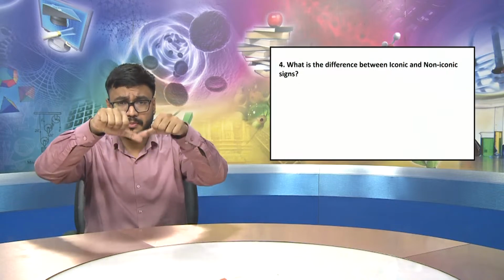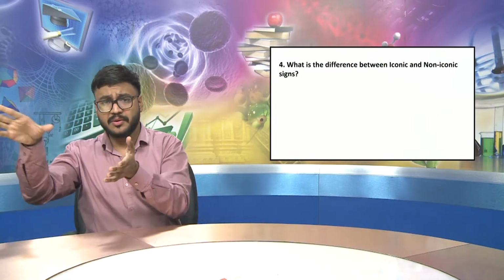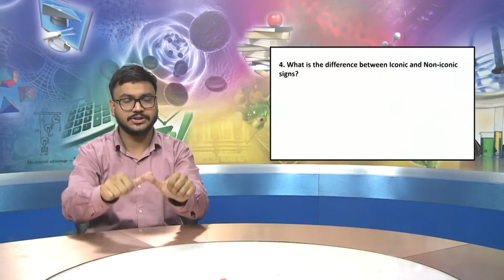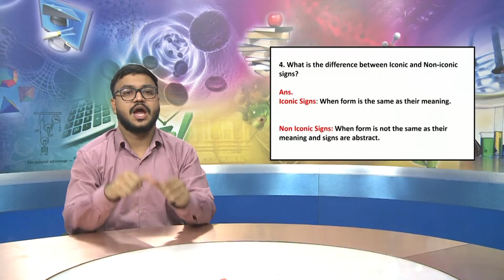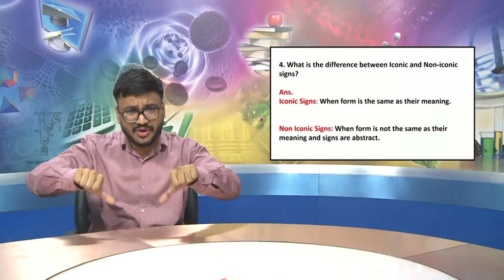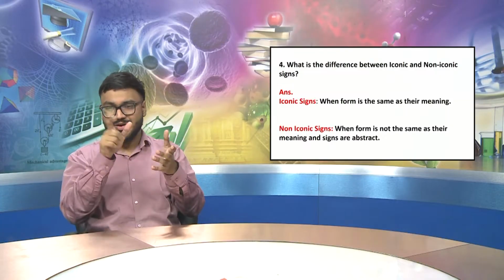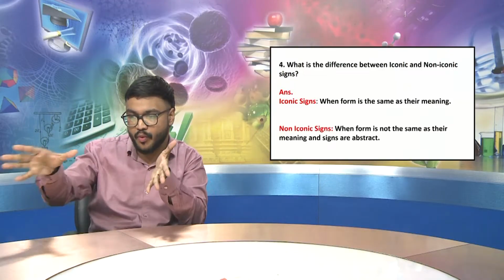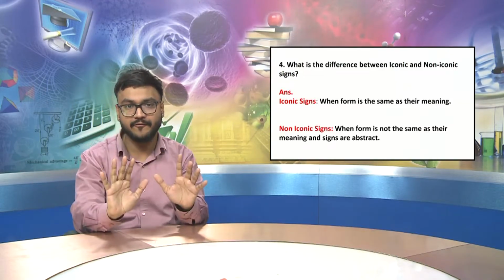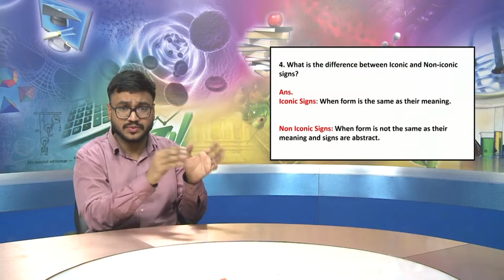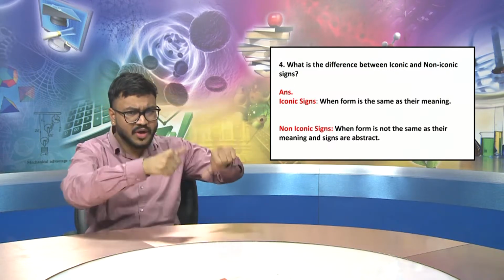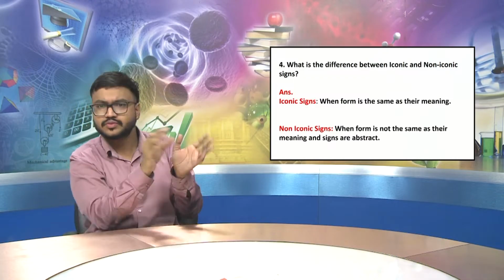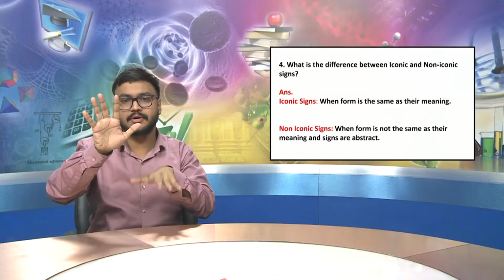What is the difference between iconic and non-iconic signs? And the answer is, first is iconic signs. When iconic signs are formed, its form is the same as their meaning. But in non-iconic signs, when these signs are formed, its form is not the same as their meaning and signs are abstract.